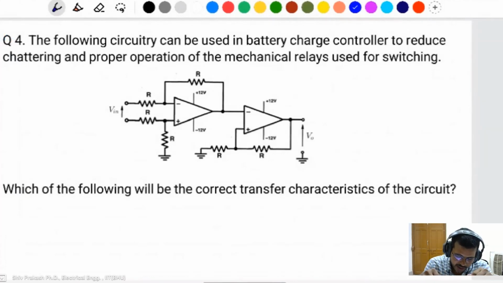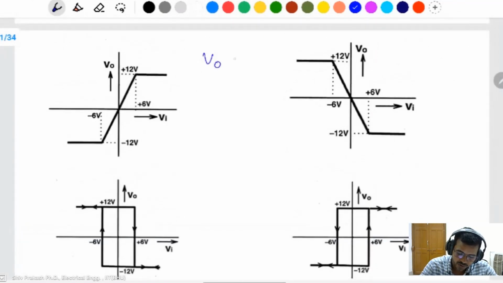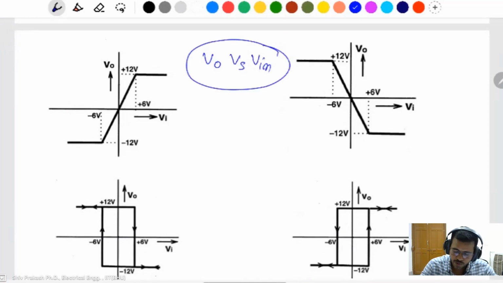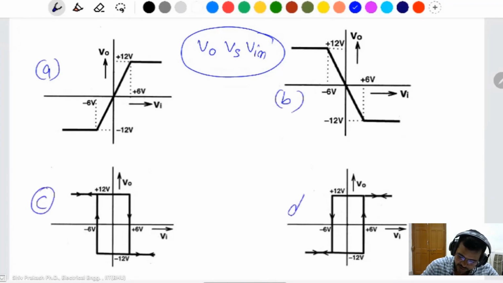The following circuitry can be used in a battery charge controller to reduce the chattering and for proper operation of the mechanical relays used for switching. Which of the following will be the correct transfer characteristic of the circuit? It means the output voltage versus input voltage. So this one, A, B, C, D.